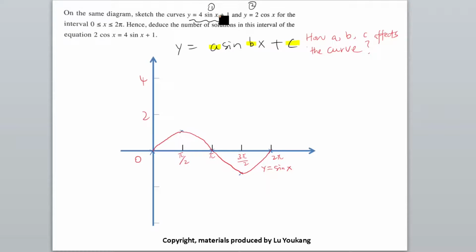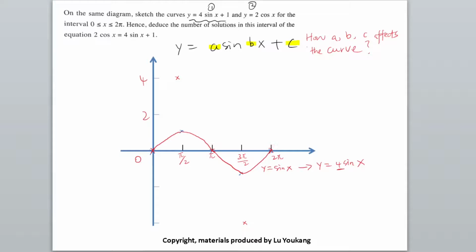Remember, every time you have finished drawing a curve, you have to label the curve. So this is our very basic y equals sine x curve. And now, because we are asked to draw y equals 4 sine x plus 1, let's start drawing y equals 4 sine x first. So this 4 in front of sine x, what does it mean? It means it will multiply every value by 4.